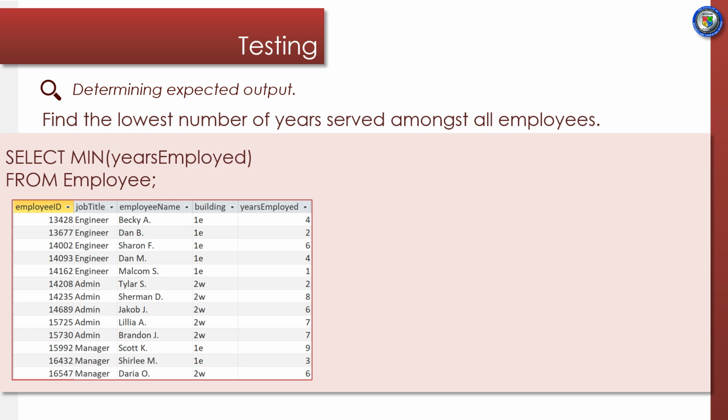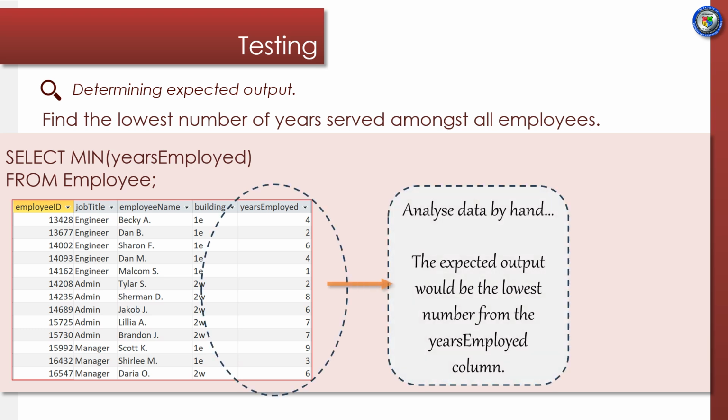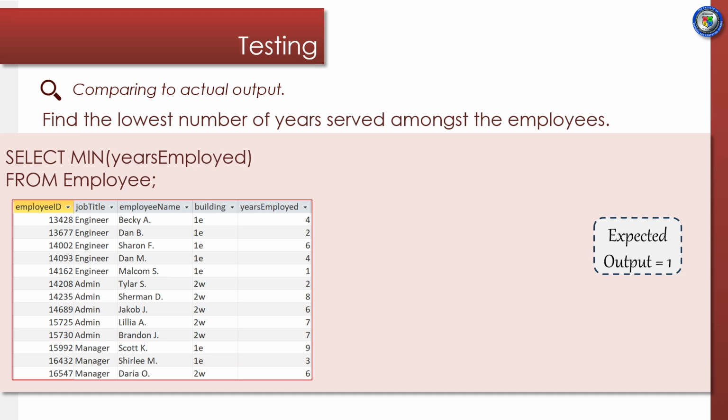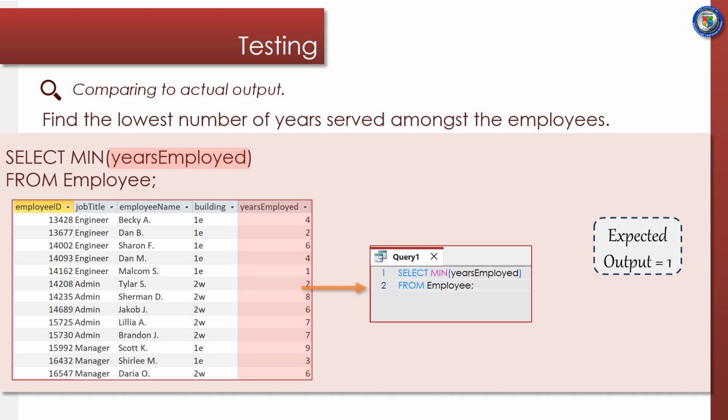In our example, we will look to select the minimum years employed using an aggregate function from the employee table. We can see and analyse the data, and we can see what our expected output would be, and this would be the lowest number. In this case, the number 1 is highlighted. This is taken from the expression years employed within the aggregate function.